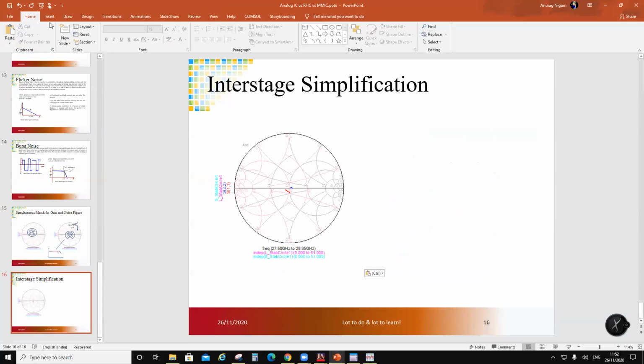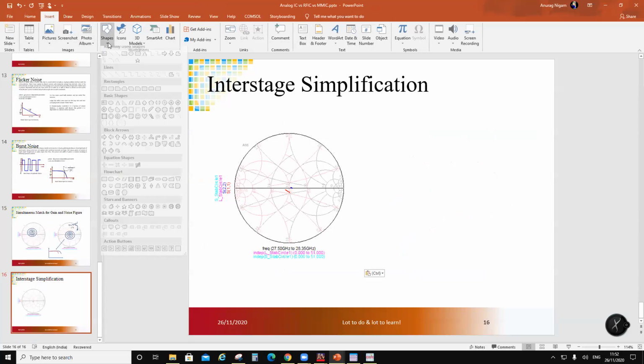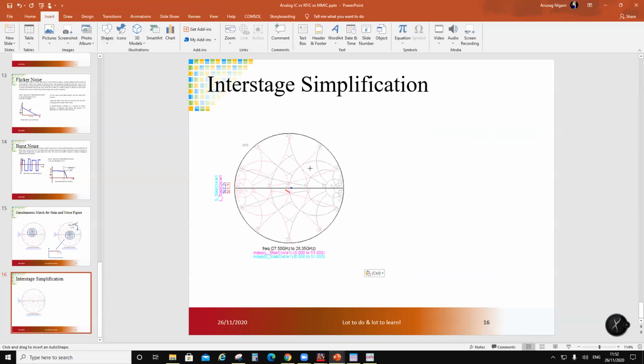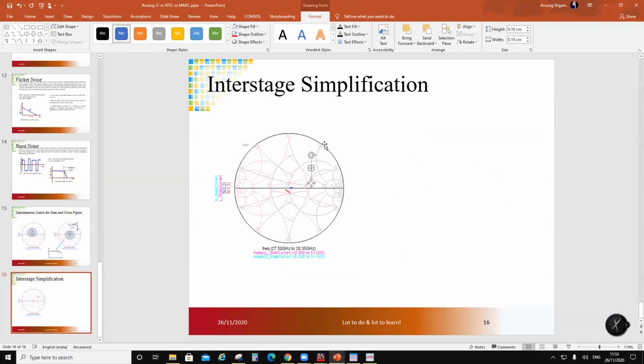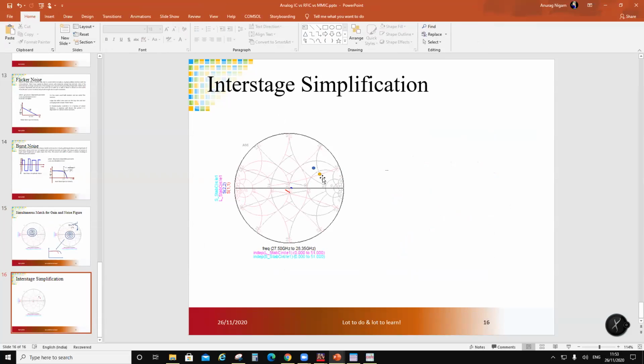Okay, what did we do? We had, let's say, some match, right? We want to match this on the load side. So this is the first stage, and we were sitting somewhere here. Then we had a source match, which was way over here, and we were trying to match this to that.